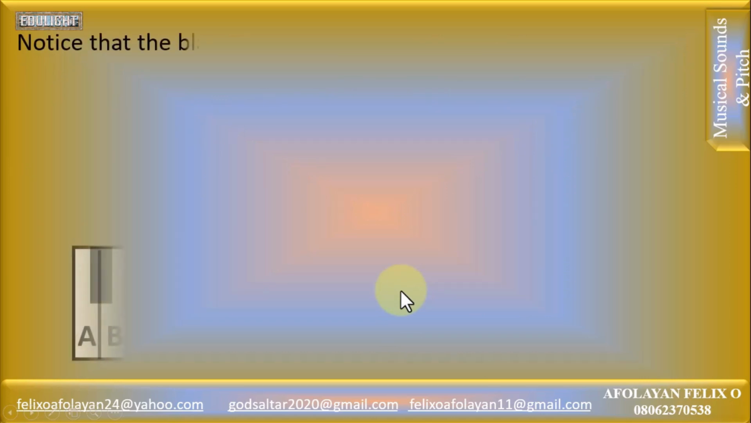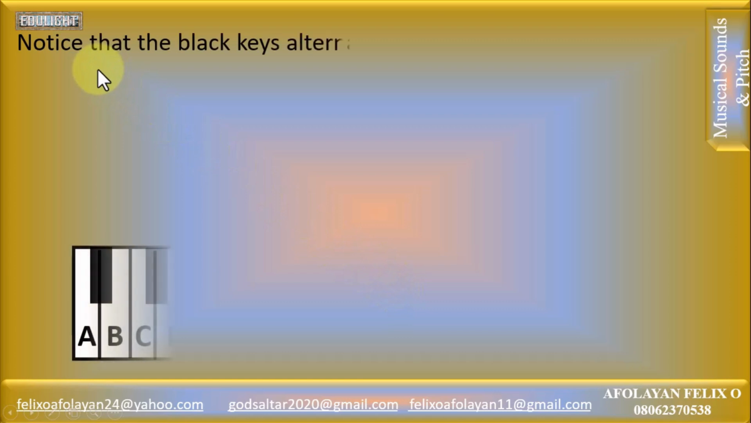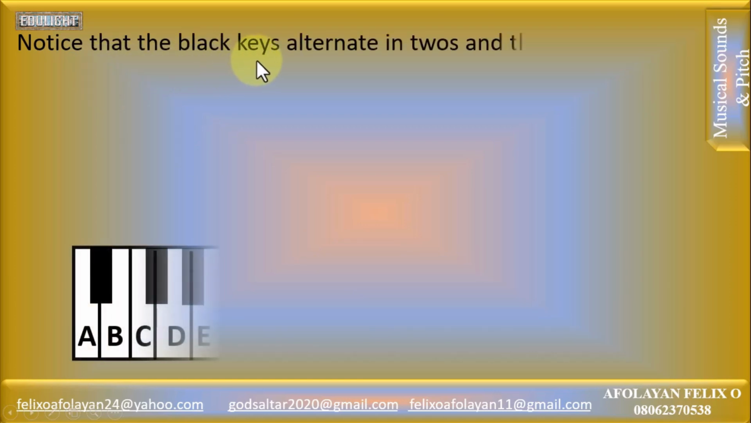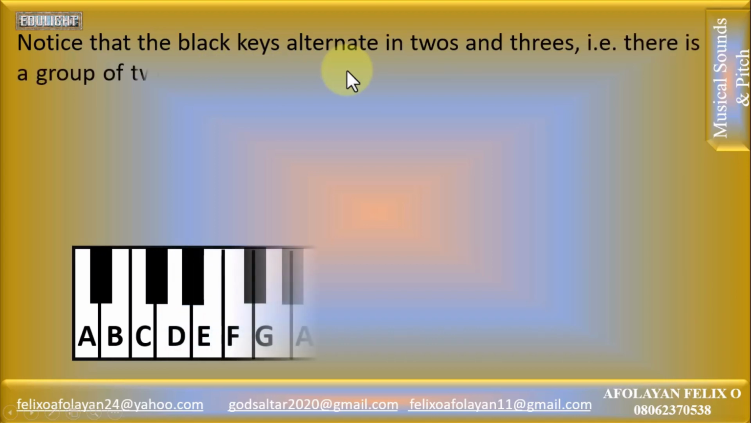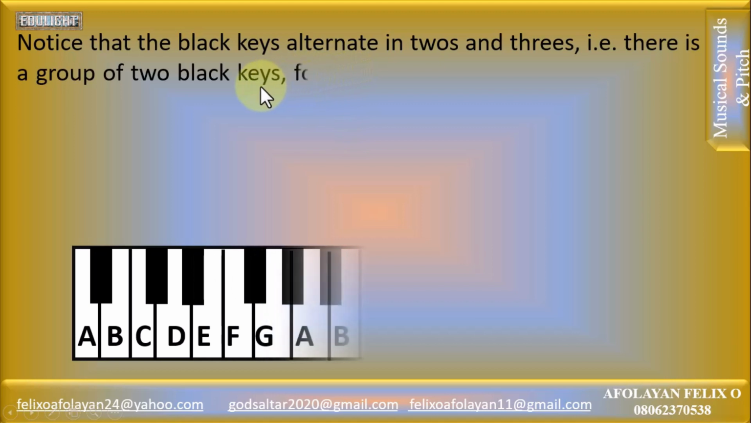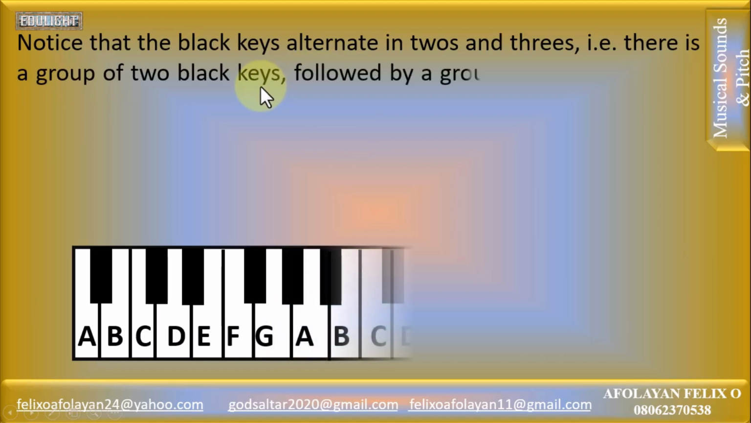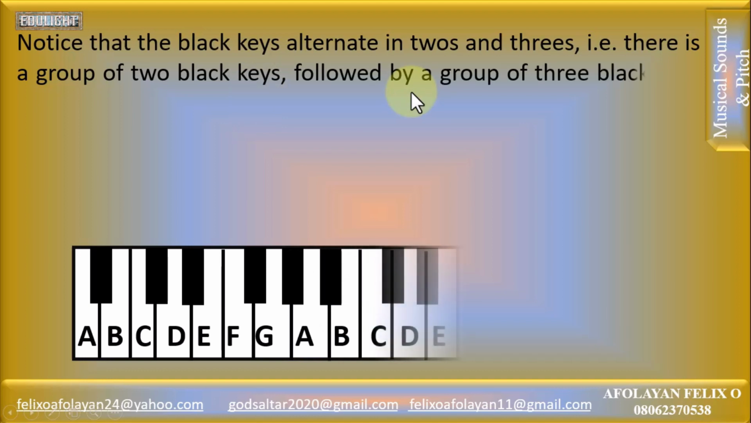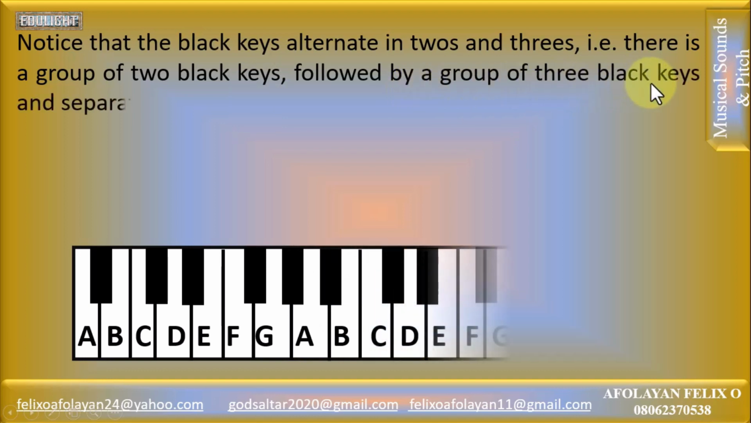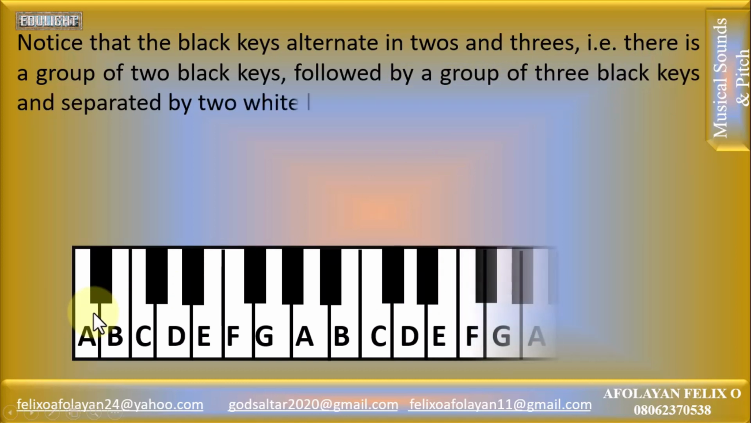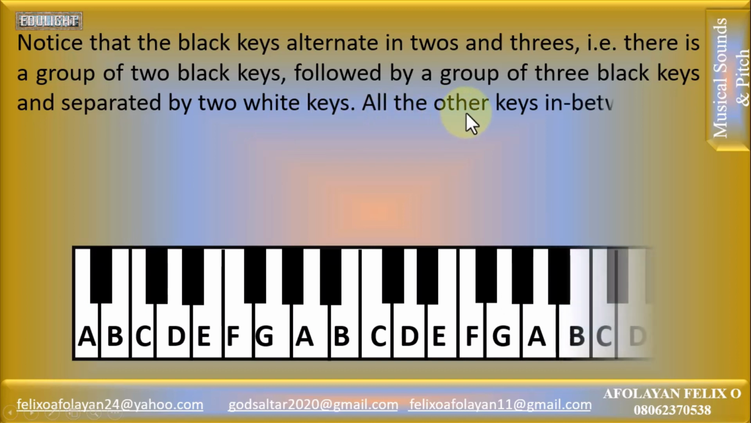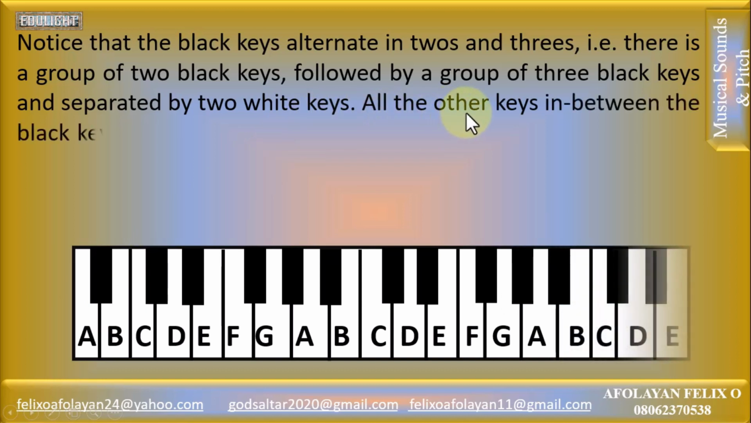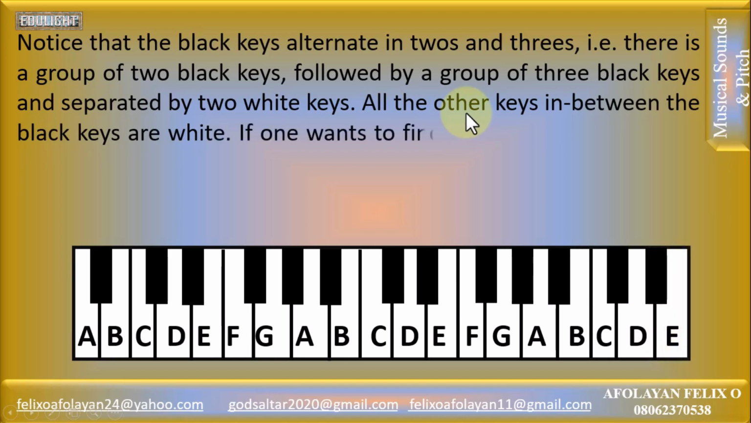Notice that the black keys alternate in groups of 2 and 3. That is, there is a group of 2 black keys followed by a group of 3 black keys, and separated by 2 white keys. All the other keys in between the black keys, the 2 black keys and the 3 black keys, are white.